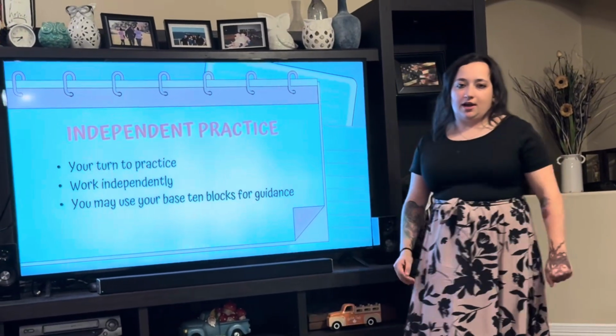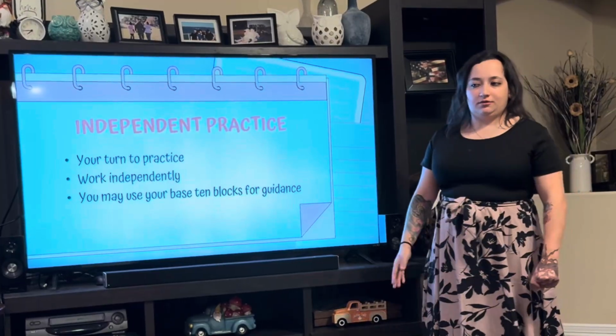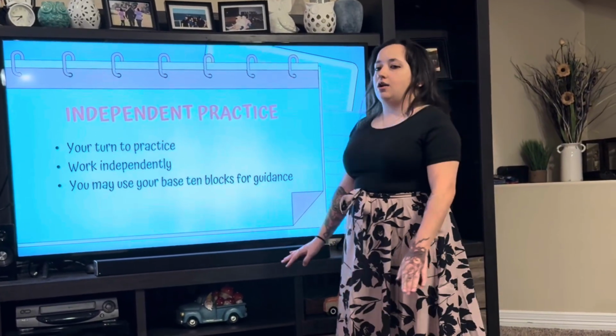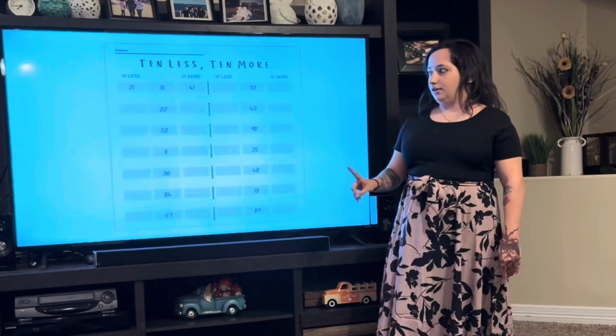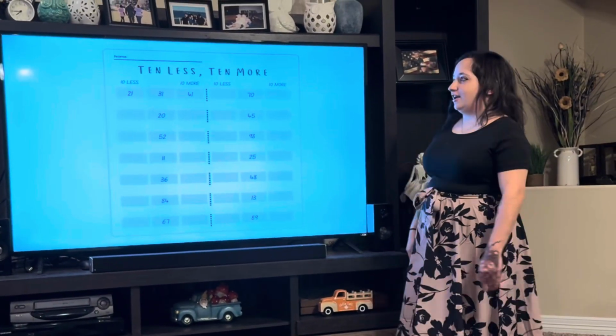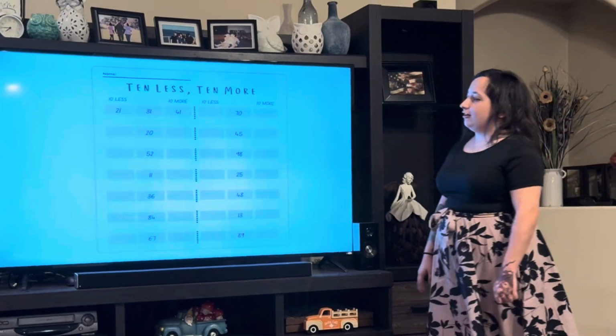And you may use your base 10 blocks for guidance as well as your 120 chart. And I'll be coming around to help you if you need any help. If you do need help, please raise your hand. And always remember, it's the first thing we do when we get our paper? Put your name on it. Good job.